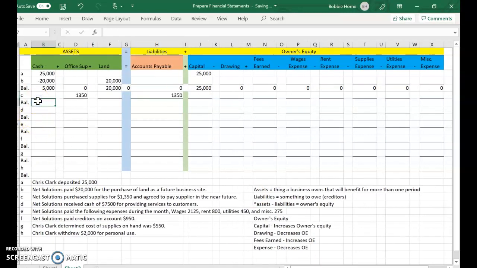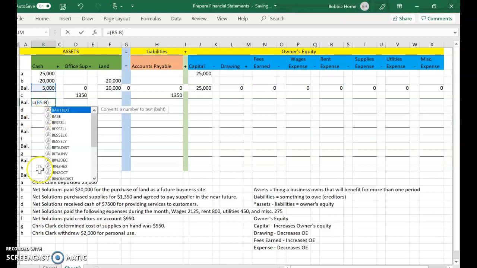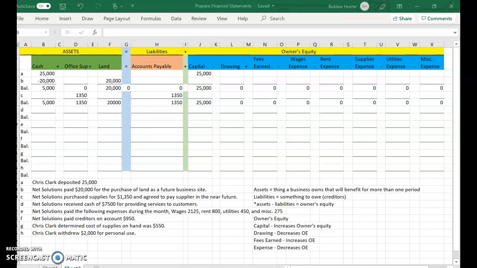So our balance stays the same. I'm going to add these up, and I'm going to do this with the rest of the formulas. So give me just a second. I'm going to pause the video.